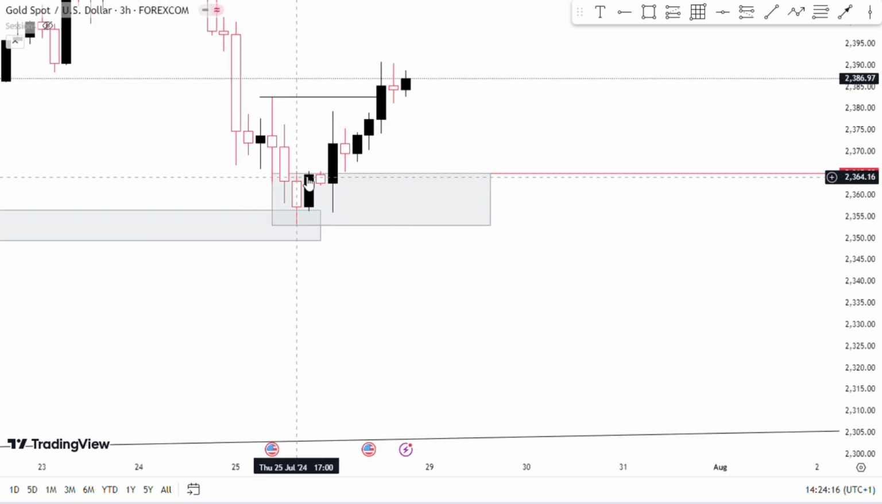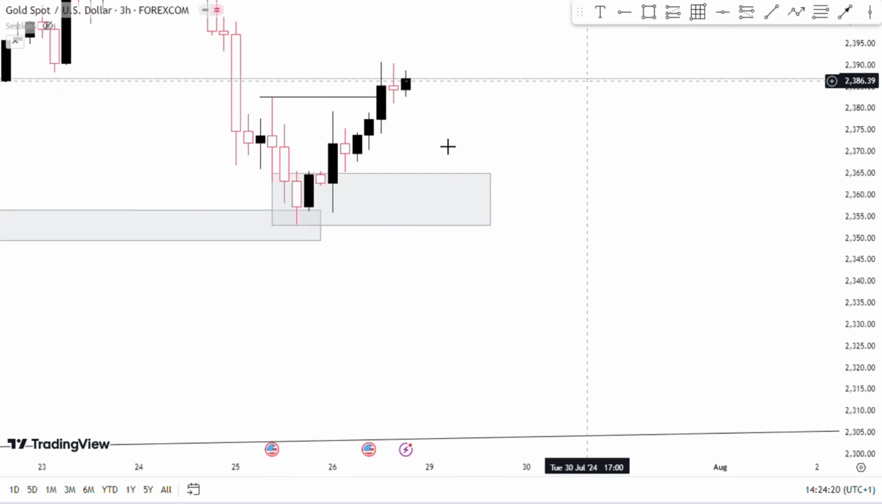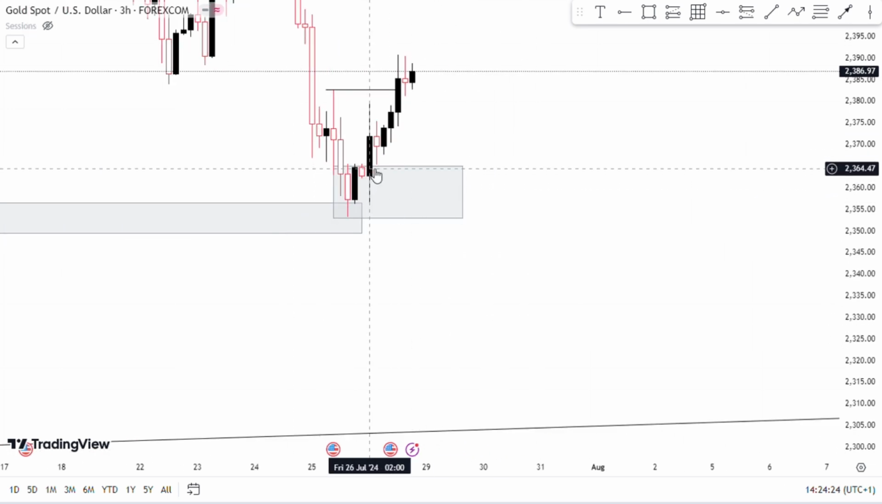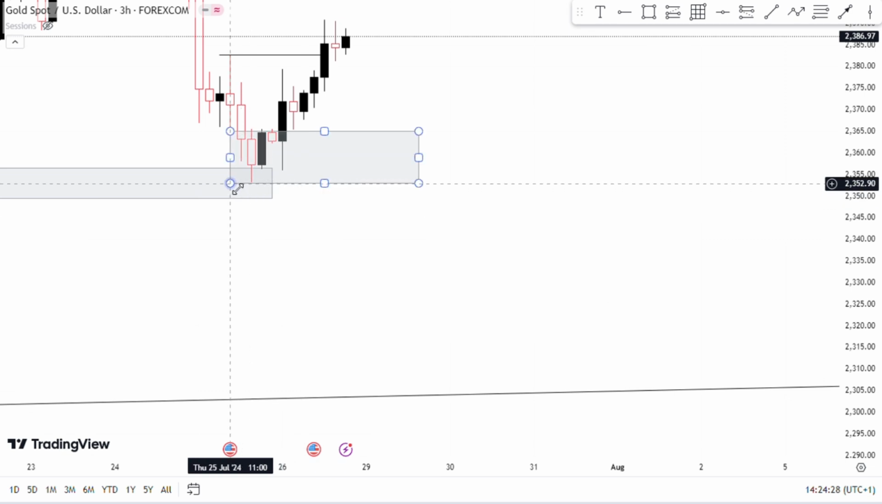So price is probably going to respect the order block below it. Let me delete this liquidity line. So price is probably going to respect this particular order block, or it's still the same order block as the 4-hour time frame order block. Okay, let me just reduce it a little bit.